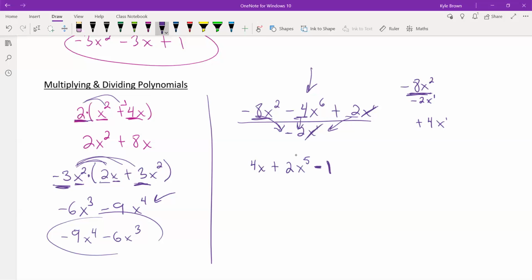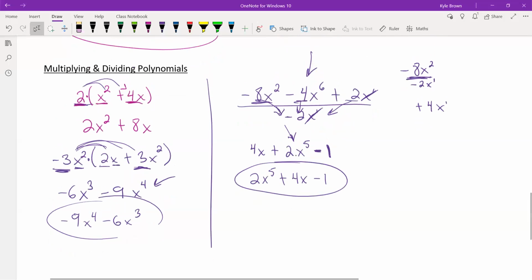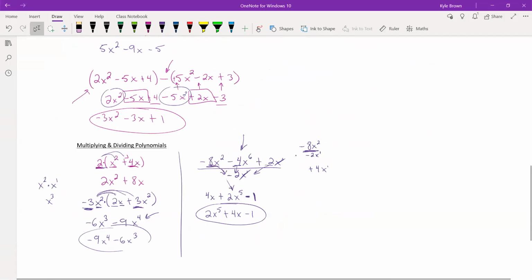And then here, I'll move this around so that I've got my leading coefficient out front. So that would be the same as 2x to the 5 plus 4x minus 1. And there you go. That'd be it. All right, so that's pretty much the whole unit in a nutshell.